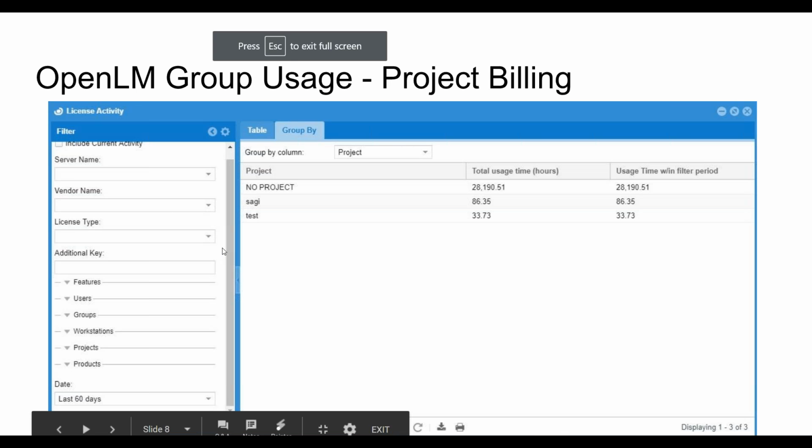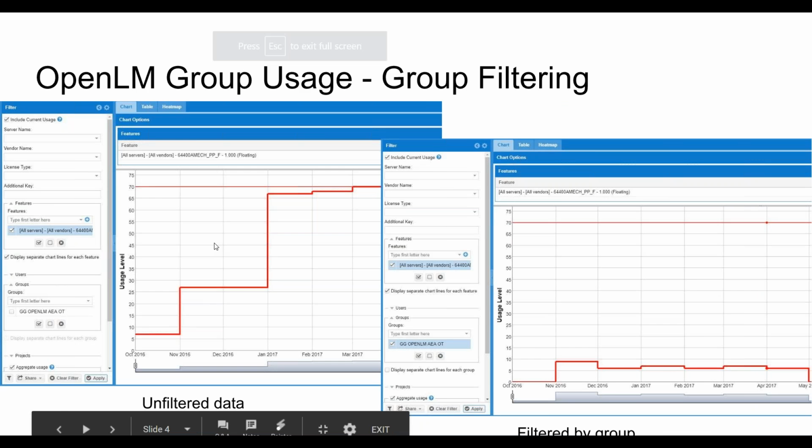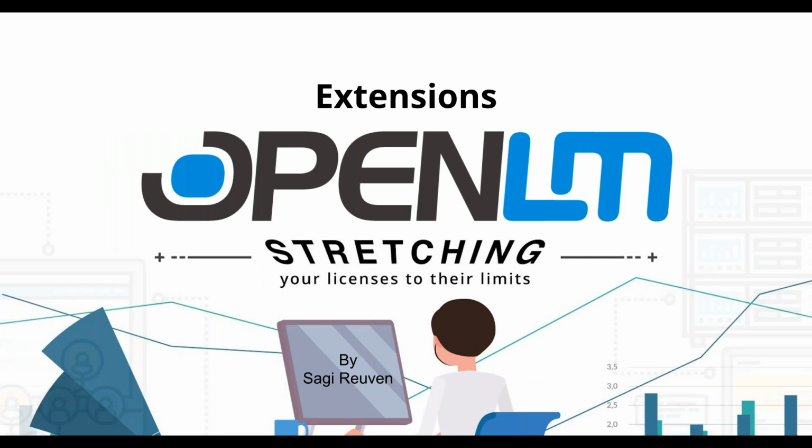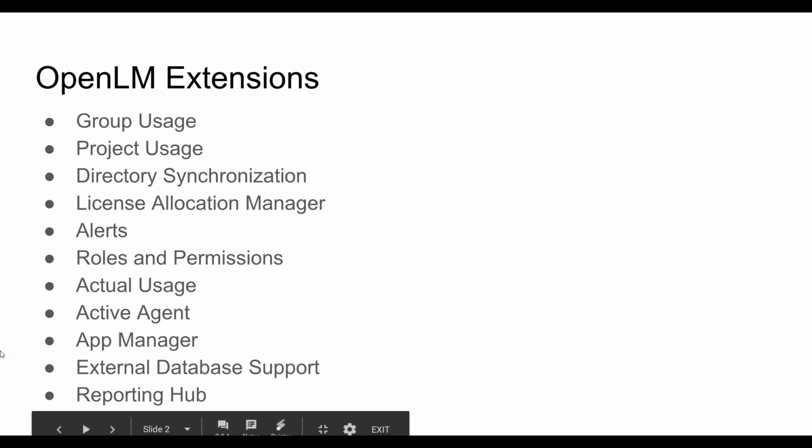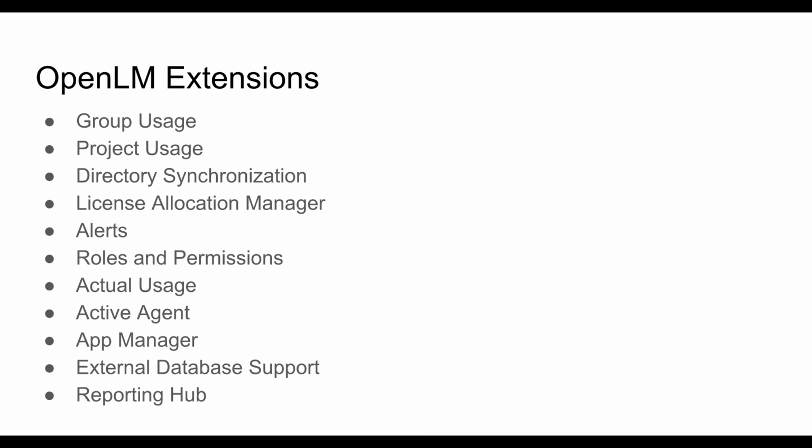So today, I want to talk to you about the OpenLM extensions. Now, what are the OpenLM extensions? First of all, the OpenLM extensions are enhanced capabilities of the core system which can be implemented separately or used in combination. The OpenLM extensions help you better manage your licenses, automate administrative tasks, and enhance your data query capabilities.